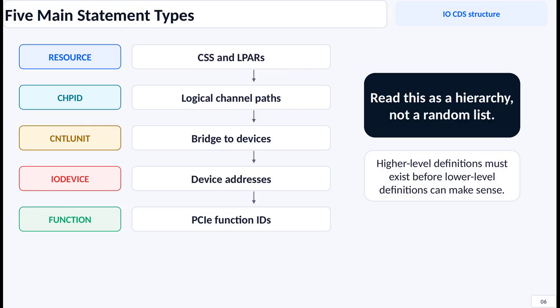The IOCDS is built from statement types. The 5 major ones in this topic are resource, CHPID, CHPID unit, IOCDS, and function. Do not think of these as random technical labels. Think of them as layers in a city plan. First you define the city areas, then the roads, then the connection points, then the exact addresses. That layered thinking makes the file easier to understand.